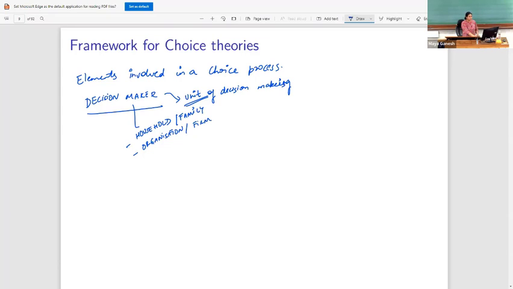And the other thing which I alluded to in the beginning of this talk is that we need to be cognizant about the fact that there is variability, there is heterogeneity. People make choices in different ways and they have different tastes.